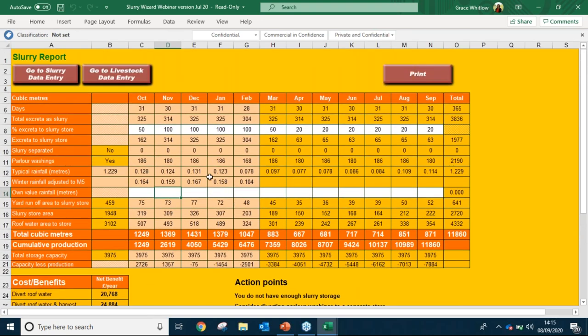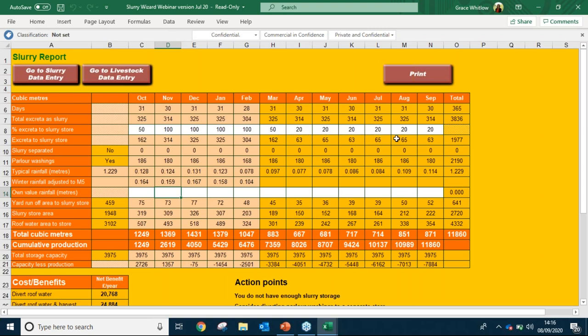So here's the slurry report, we've got some more information we can enter here in the white cells. This is the percent going to the slurry store per month. So the year is broken down into months, and this is about whether the cows are housing or whether they're housed. This farm houses its cows in the middle of October. So 50% is collected as slurry during October, fully housed through the winter, and then turn out mid-March, so 50% collected in March.